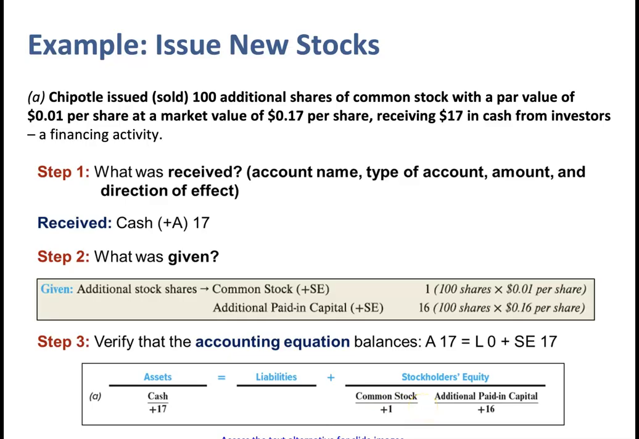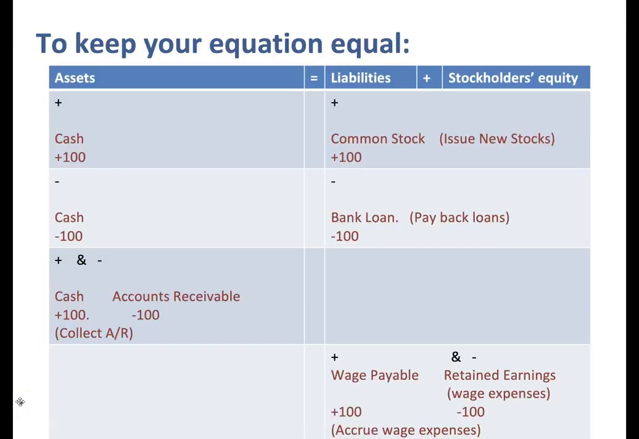So your equation stays equal because you increase your left-hand side and your right-hand side by the same amount. Okay, here I summarize the 4 different ways that you could keep your equation equal. If we view the equation as left-hand side versus right-hand side, the first way to keep it equal is to increase your left-hand side and your right-hand side by the same amount simultaneously, obviously. So the example would be what we just discussed. If we issue new stocks, that increases common stock, which is under stockholders' equity, and it also increases cash under assets.